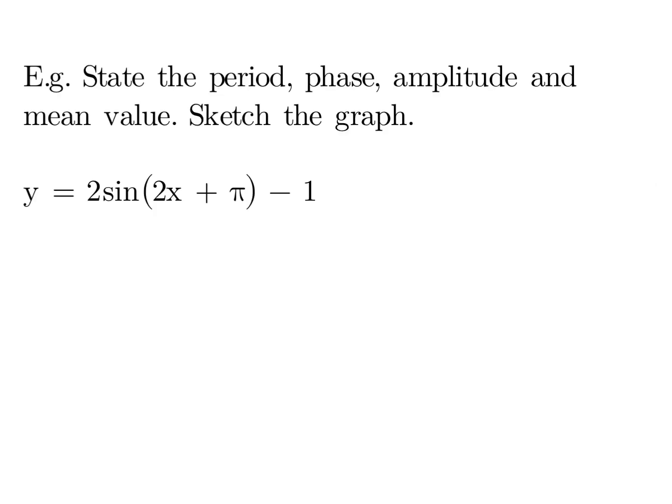So now we're going to have a look at everything combined. We're going to find the period, phase, amplitude, and mean value. So one suggestion is focus on everything that happens on the x-axis first, and then work with the y-axis second. And we're going to do this in 4 steps actually. So we're going to do sine of 2x, then we're going to do sine of 2x plus pi, then we're going to introduce the 2 in front for the amplitude, then we're going to subtract the 1. So we're going to move everything along the x-axis first.